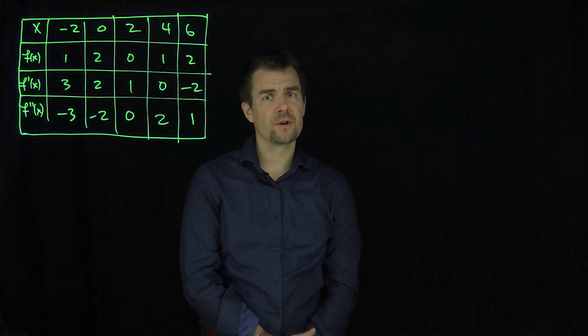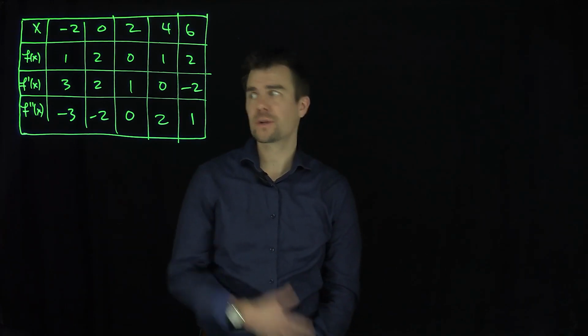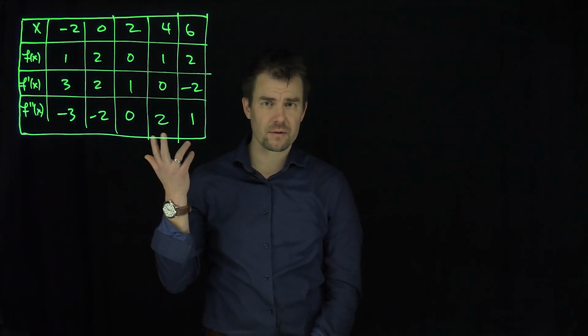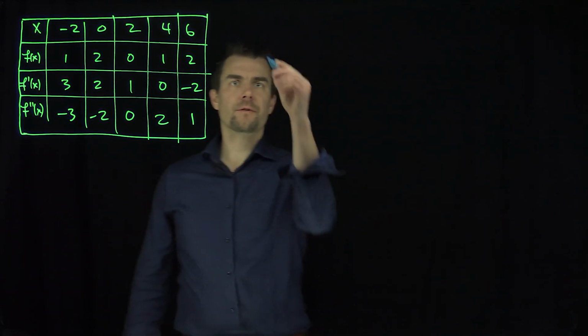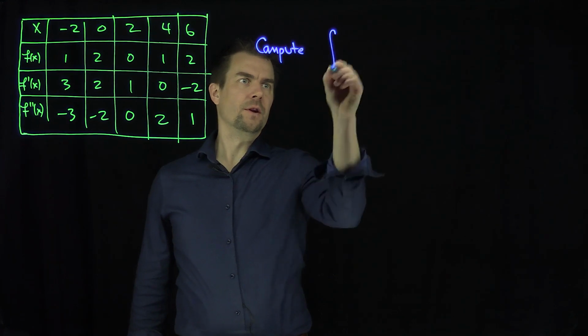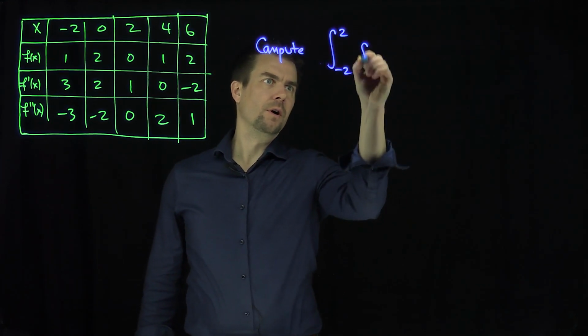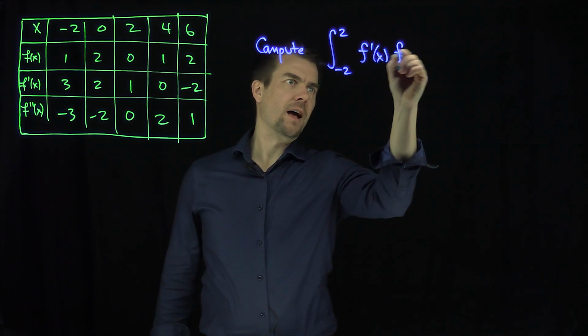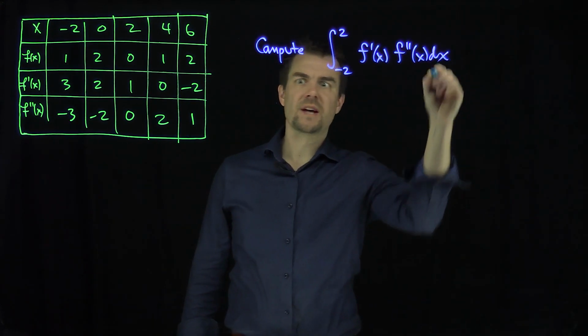Hello students, in this video we'll see how to use a table of function values for a function and its derivative and its second derivative to compute some integrals. Let's first compute the integral from -2 to 2 of f prime of x times f double prime of x dx.